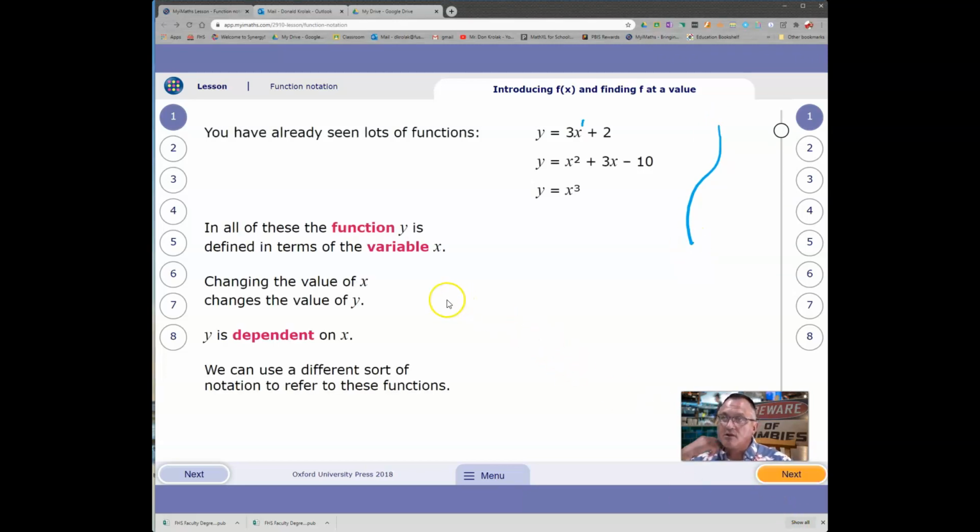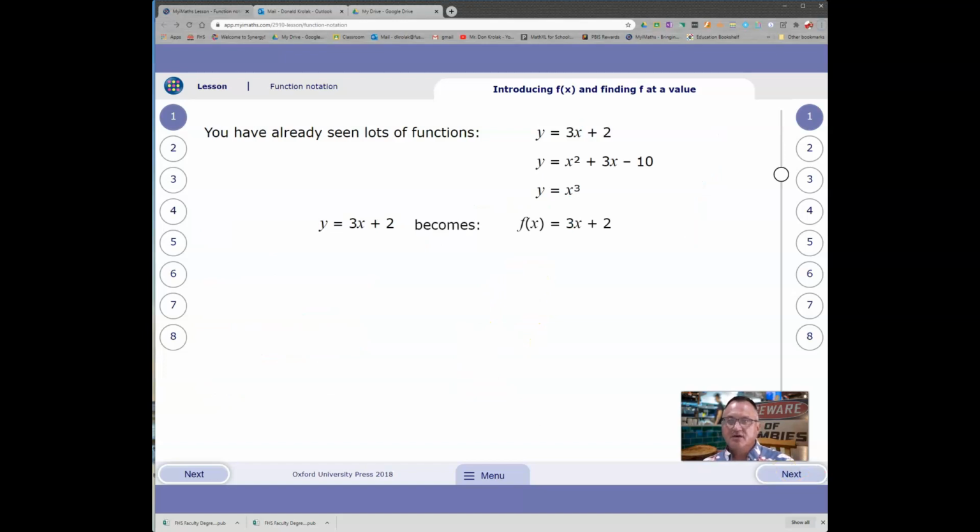All right, so in all of these, the function y is defined in terms of the variable x. So by plugging in a number for x, we can get a value of y. And y is the same thing as writing f parentheses x. These two things are just notation that mean the same thing. So when we change the x value, it changes the y value, which means the y value is dependent on the x value.